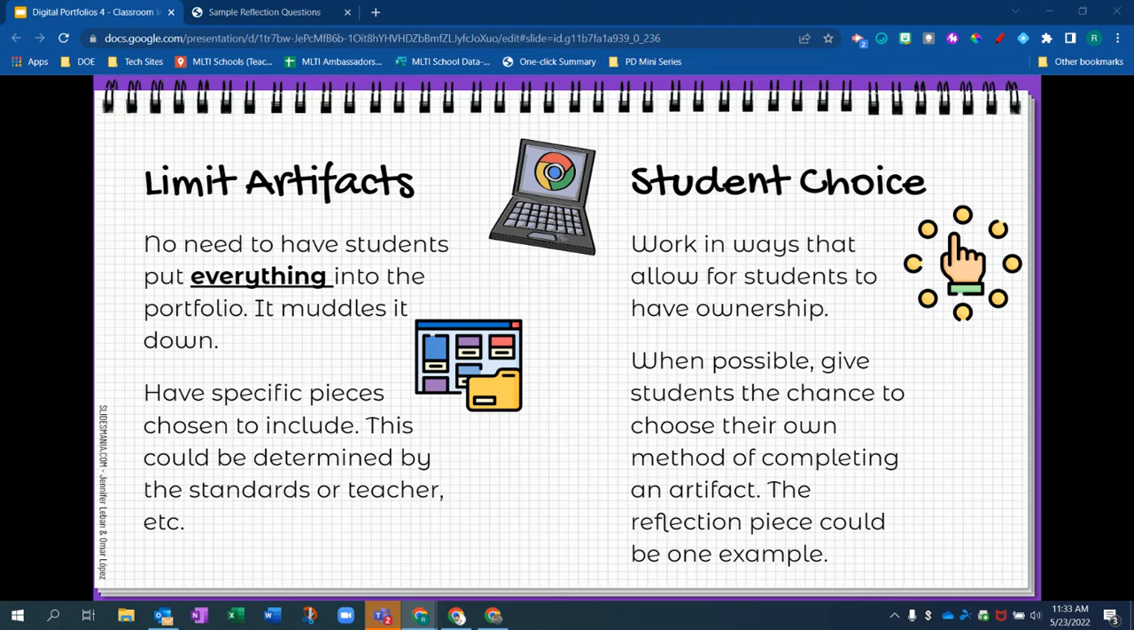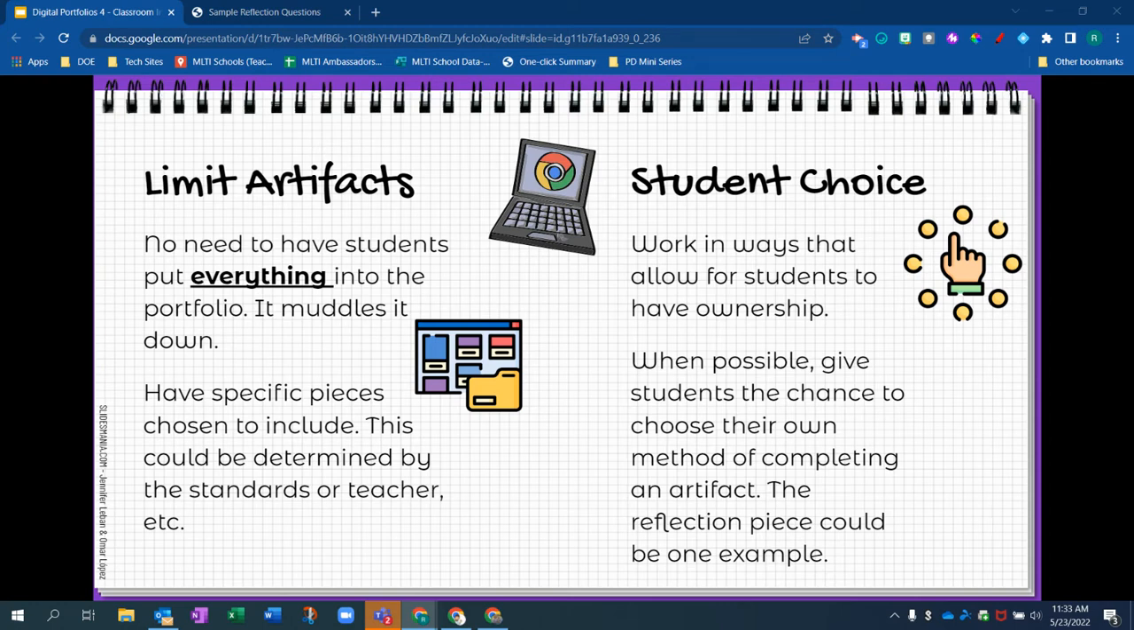Right? Limiting artifacts means that not everything has to go in the portfolio. Not everything the student does has to go in. Not every worksheet, not every problem, not every daily homework or assignment, whatever it is, not every piece needs to go in there, right? And this is where you planned it out at the very beginning, where we talked about it in previous sessions, where you thought about what do you want the students to display. Do they want to display standards or topics or everything for each unit, right?